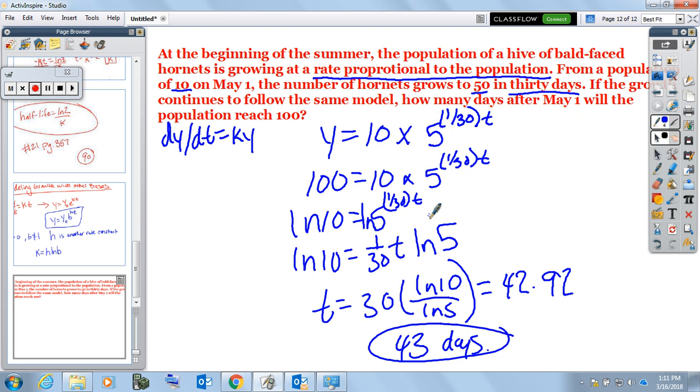I want to give one a shot on your own. Go ahead and try number 23, also on page 357. I'm going to write it down for us because it's all on there. Page 357, number 23. Alright, and on to the next one.